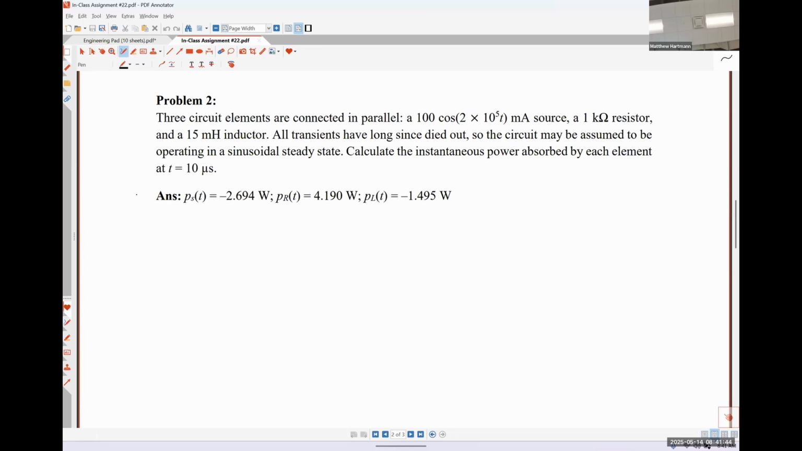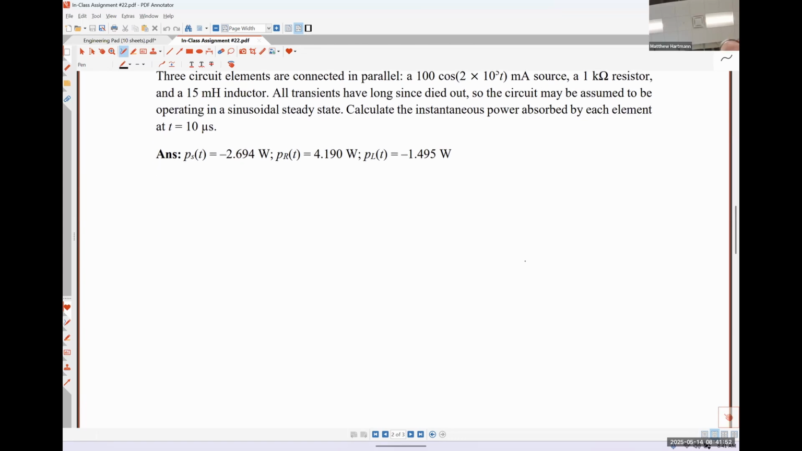We are given a circuit essentially in a written statement here. We have 3 circuit elements that are connected in parallel: a current source, a resistor, and an inductor. So I'm going to choose to draw that system, right? Here's my current source. Here is my resistor. And here is my inductor. Okay.